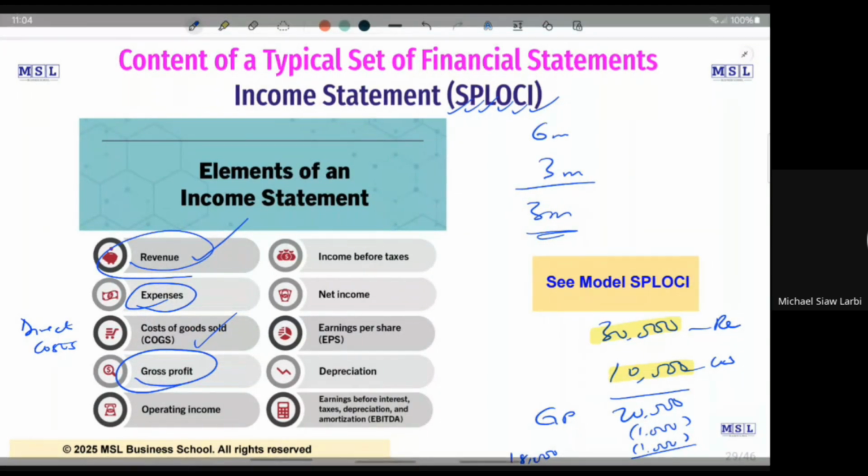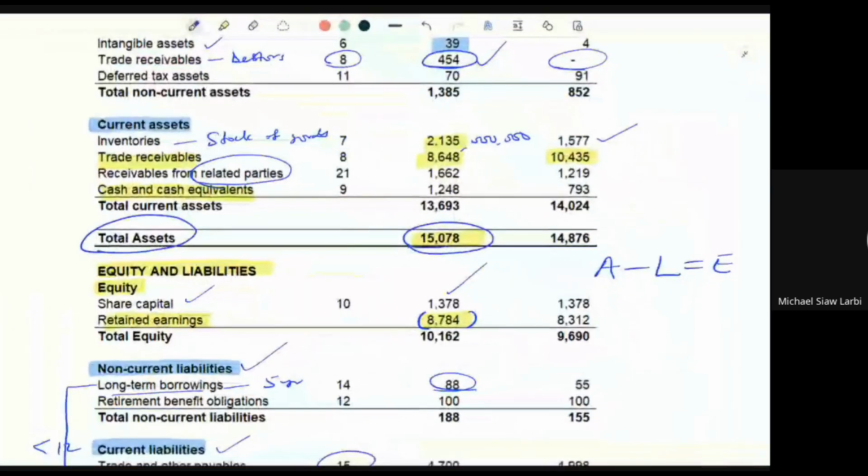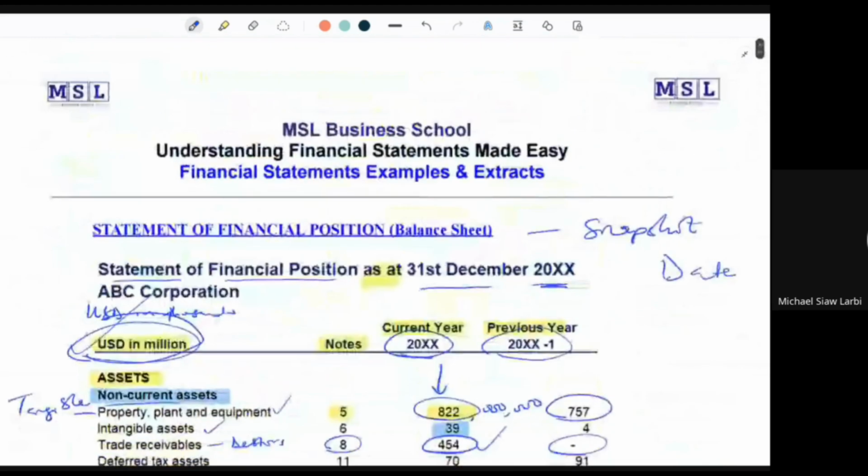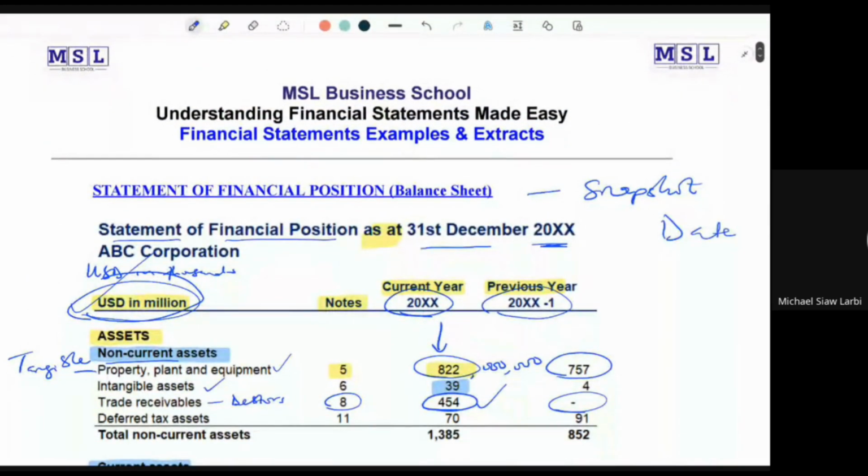Let me show you another model. This time, let's look at the income statement. So, statement of comprehensive income, which is the income statement. This is shown, once again, with the same elements I taught you here: the dates, currency, years, notes, and the title. What are you looking at?